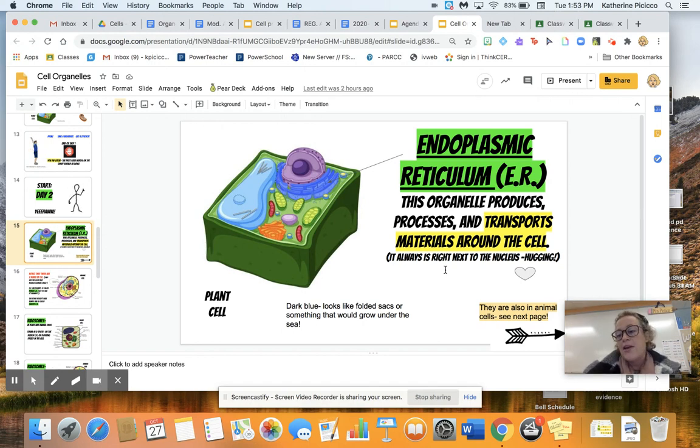So I kind of think of it as like trains or sidewalks or buses. It's kind of like a whole system, a route that takes things throughout the cell, okay? I also kind of remember, and this is kind of weird, but it helps me remember, that the ER, if you think about the ER, the emergency room, that's a really busy place, right?